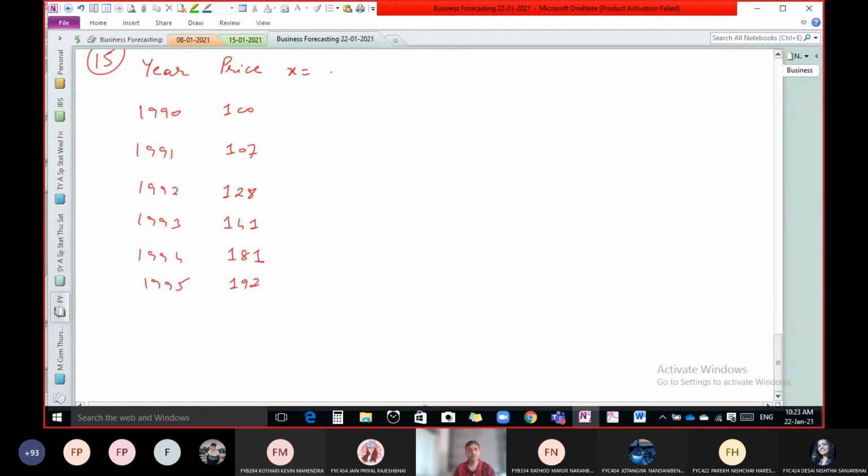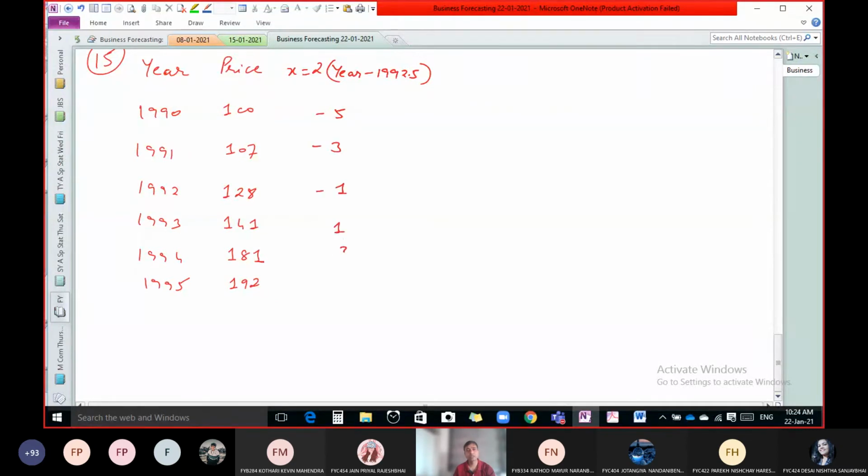What is x here? Year minus 1992.5. Then what do we have to do? If we do this, what do we get here? Minus 2.5, minus 1.5, minus 0.5. And we require to calculate x square, so we have to multiply this by 2. If we do this, we get minus 5, minus 3, minus 1.